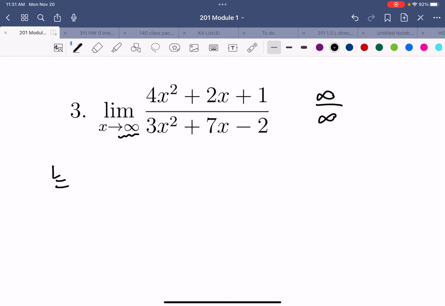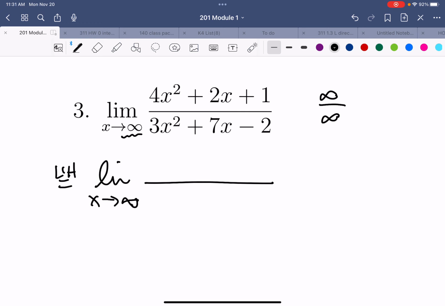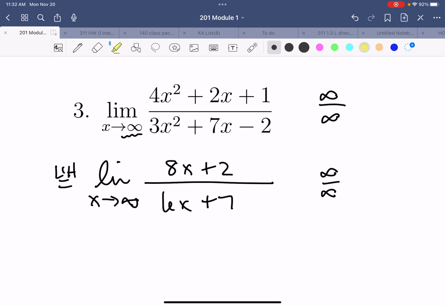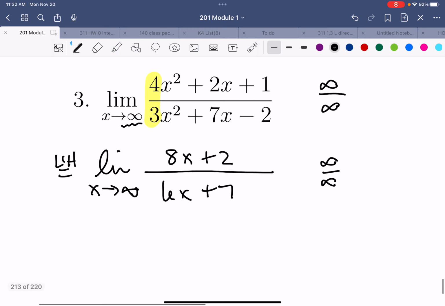So it equals, by L'Hopital's, the limit as x goes to infinity, and we're taking the derivative of the top over the derivative of the bottom. So that's 8x plus 2 over 6x plus 7. Now, when you take the limit here and plug in your infinities, you still get infinity over infinity. By the way, because the powers are balanced here, I should get 4 over 3 as my answer. Let's see if it works.